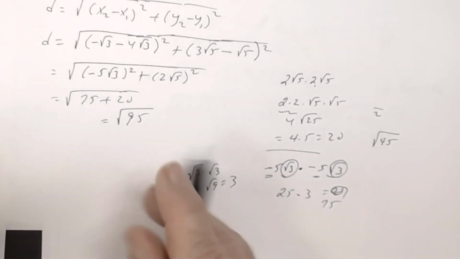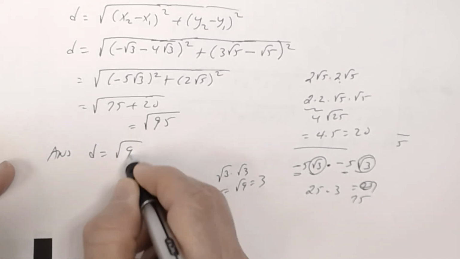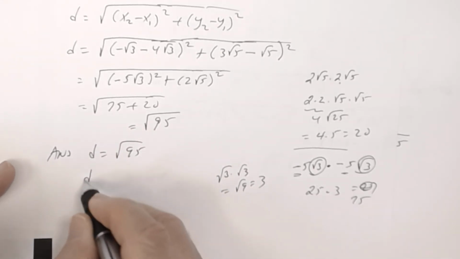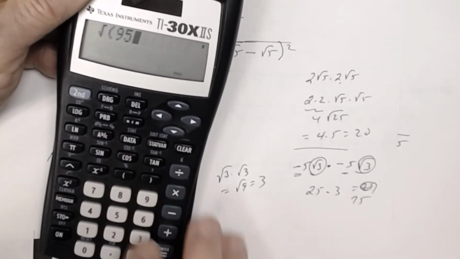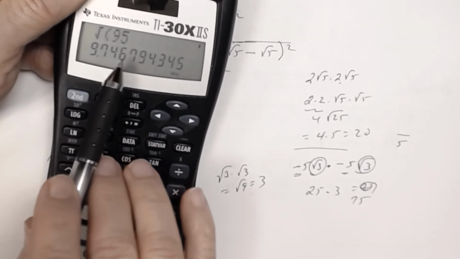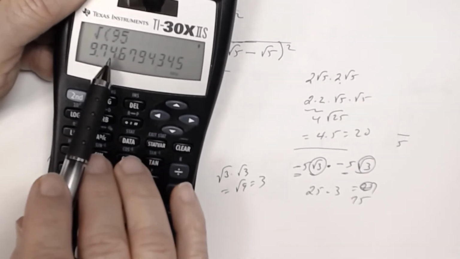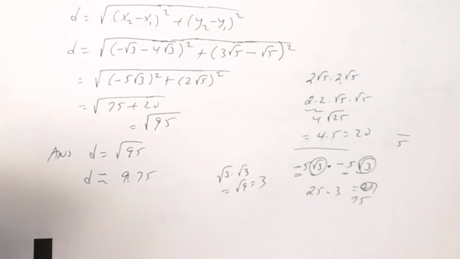So the answer here, you're going to say the distance is the square root of 95, approximately. The square root of 95 gives me 9.75. Since that's 5 or bigger, this becomes 5. So 9.75. All right? Okay.